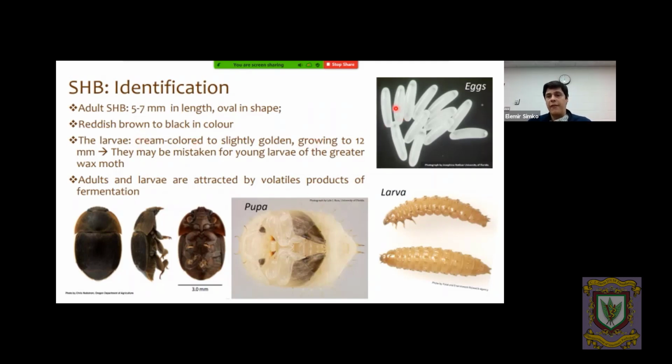This is the mass of eggs that is usually laid on the frame, and this is the pupal stage that goes into the ground. It's important to highlight that both adults and larvae are attracted by volatiles, products of fermentation. So usually debris of honey or pollen can ferment and produce those volatiles, and they are very attractive to this kind of beetle.